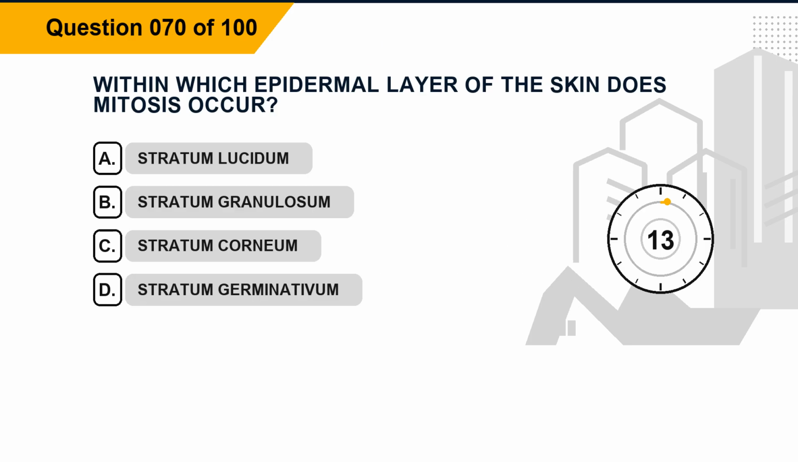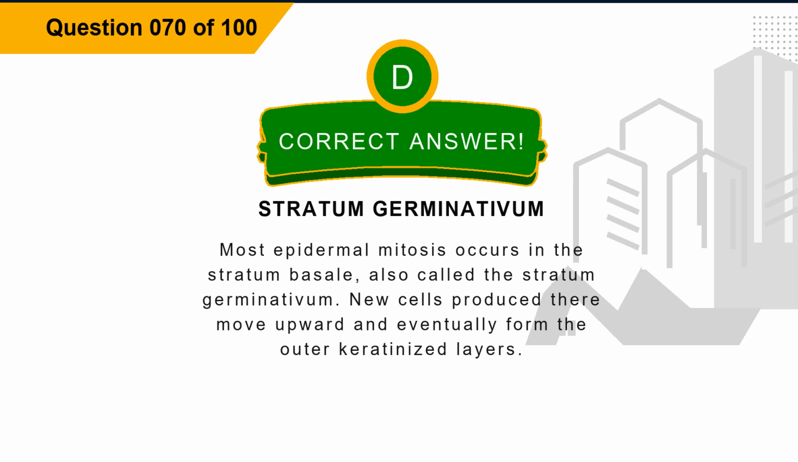Question 70. Within which epidermal layer of the skin does mitosis occur? Option A, stratum lucidum. Option B, stratum granulosum. Option C, stratum corneum. Option D, stratum germinativum. The correct answer is option D, stratum germinativum. Explanation. Most epidermal mitosis occurs in the stratum basale, also called the stratum germinativum. New cells produced there move upward and eventually form the outer keratinized layers.